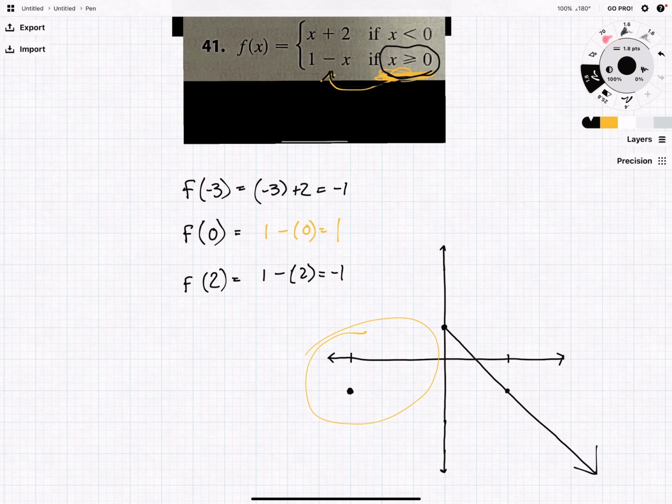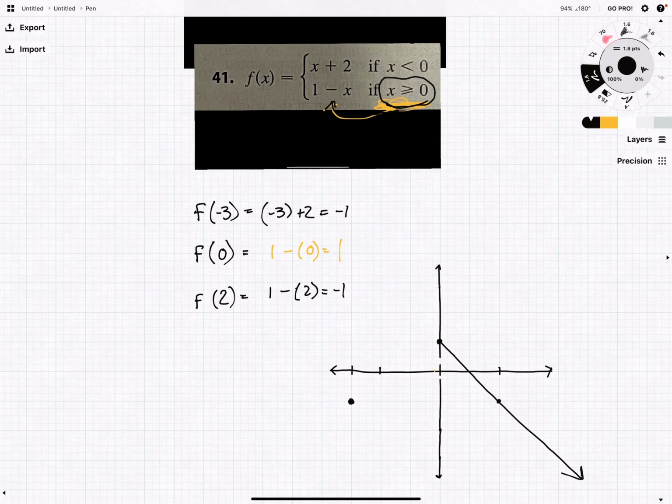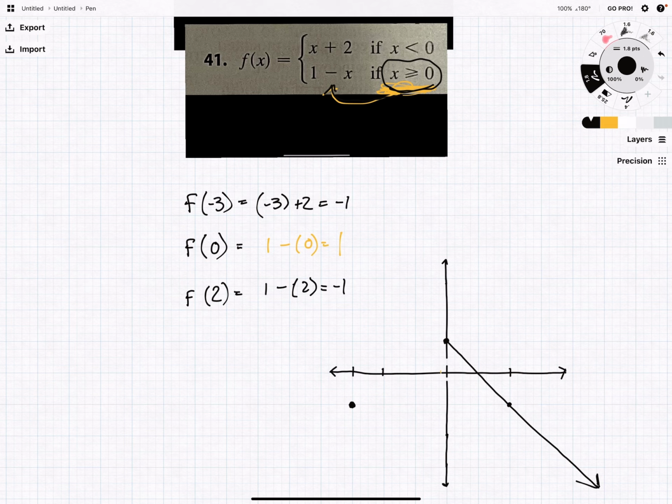But for this first part, we should find more values. That way we can get the appropriate line drawn in. So what happens if we plug in, we have -3 here, what happens if we plug in -2? That will give us -2 plus 2, which will be 0. And then if we plug in -1, that will get us -1 plus 2, which is 1.